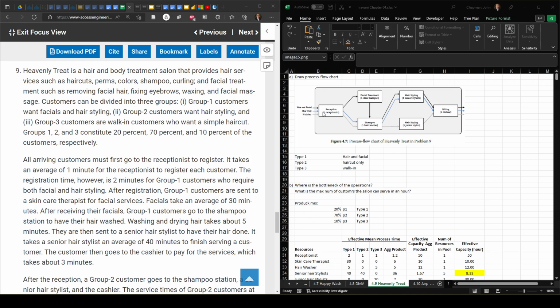Group 2, just the hairstyling, go directly from shampoo to hairstyling to the cashier. And then group 3 are the walk-ins. They just want a simple haircut. Shampoo, junior hairstylist, and then the billing.